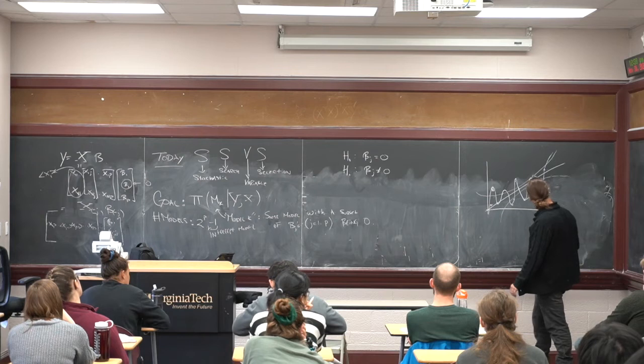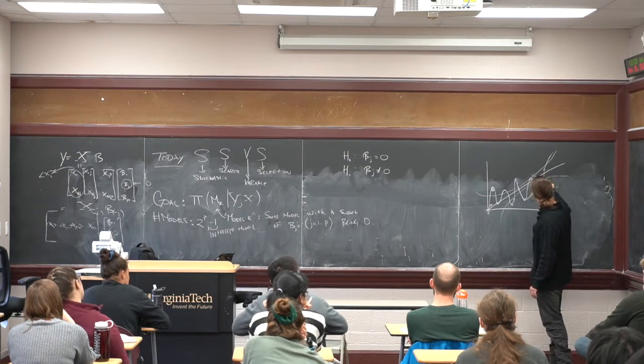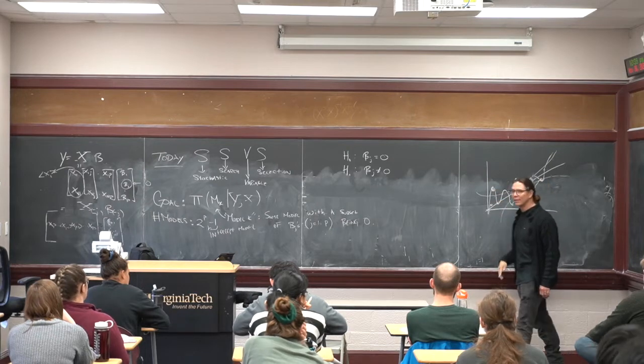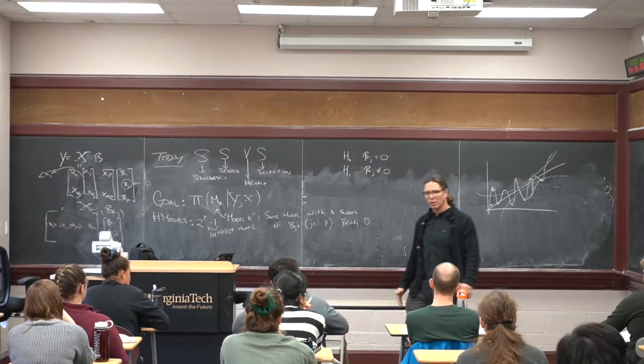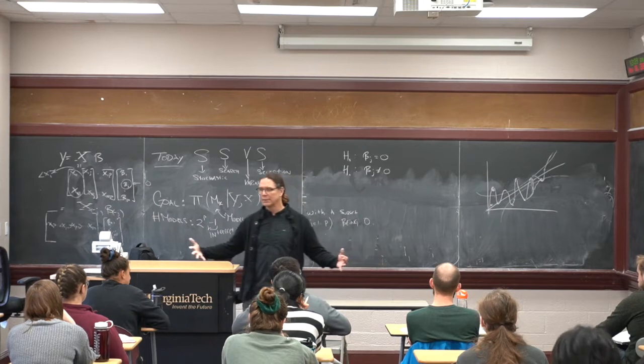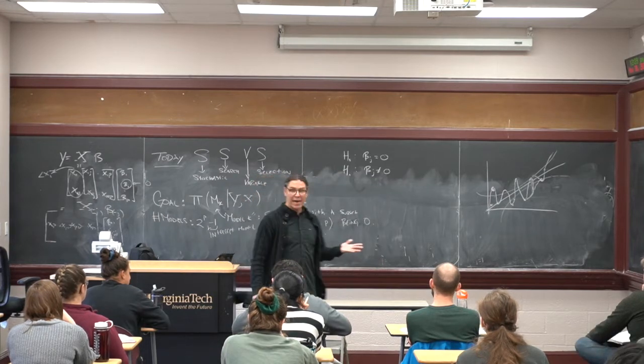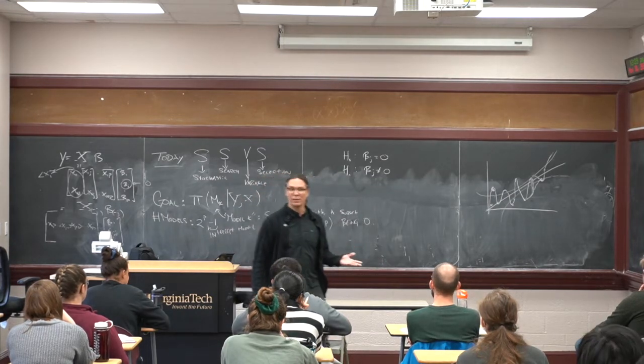And if I took, how many points do I have right here? 1, 2, 3, 4, 5, 6, 7, 8, 9, 10, 11, 12, 13. If I took a 13-degree polynomial, I could fit that thing perfectly. Why don't we like models like that? Because they don't predict very well.